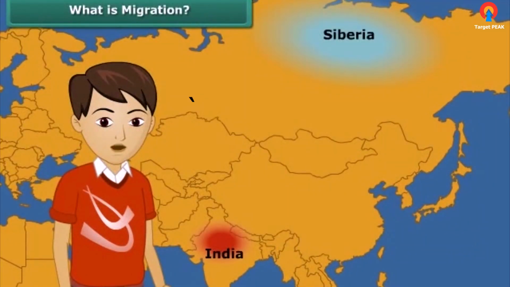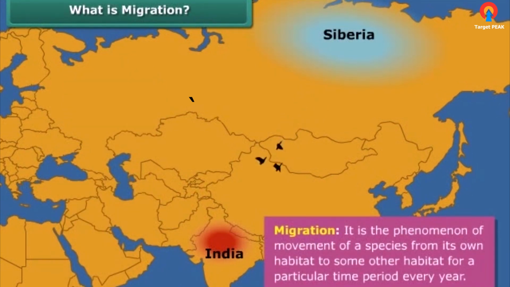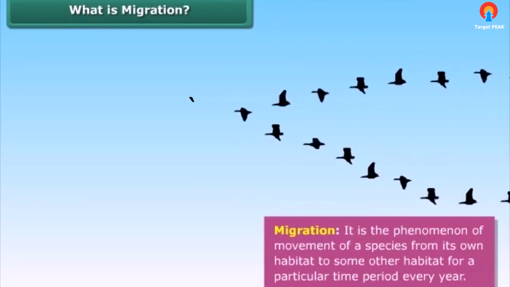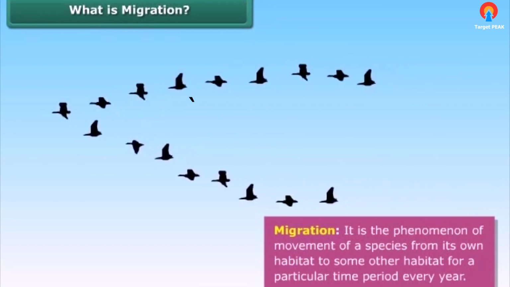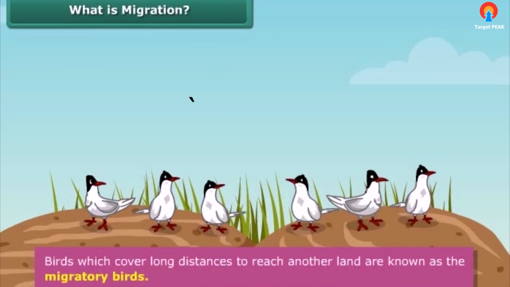Children, let us learn what the term migration means. Migration is the phenomenon of movement of a species from its own habitat to some other habitat for a particular time period every year for a specific purpose like breeding or avoiding climatic conditions.